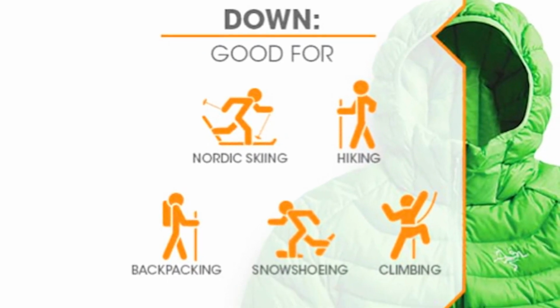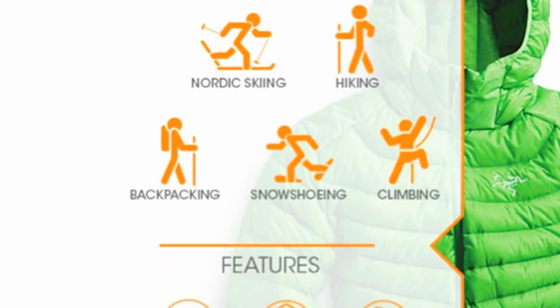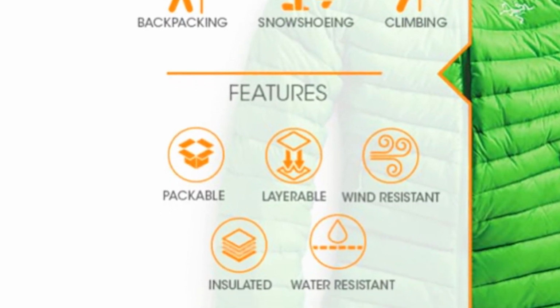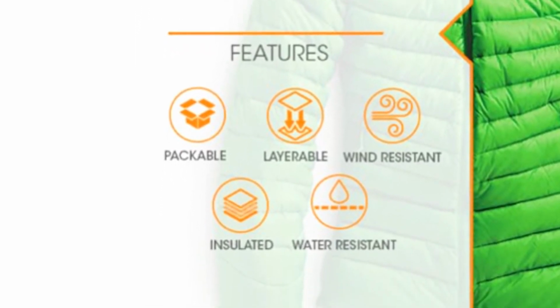With the jacket on the right, this one is literally just talking about all function. It's talking about the use cases. I can wear it Nordic skiing and hiking and backpacking and snowshoeing, or the features. It's packable, layerable, wind resistant, insulated. All of these are functional attributes. It shows you the use case and the different features.